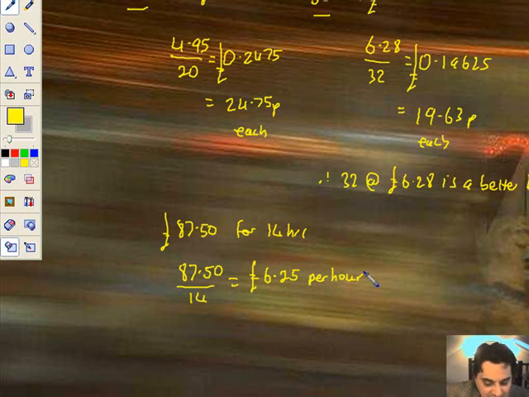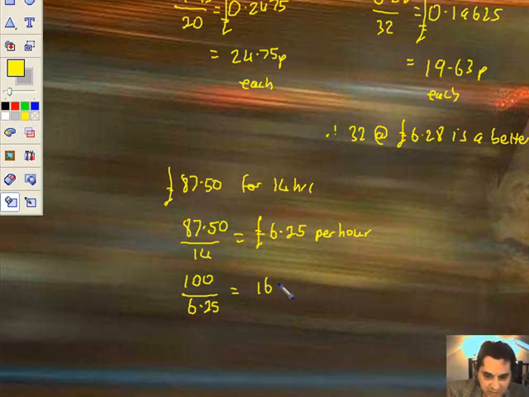Next one, she's paid £100. How many hours has she worked? Alright, so I'm going to take her £100, divide that by 6.25, and see how many 6.25s go into the 100, and that should give me some hours. So £100, divide that by 6.25, gives me 16 hours. Not 16 pounds, 16 hours of work.